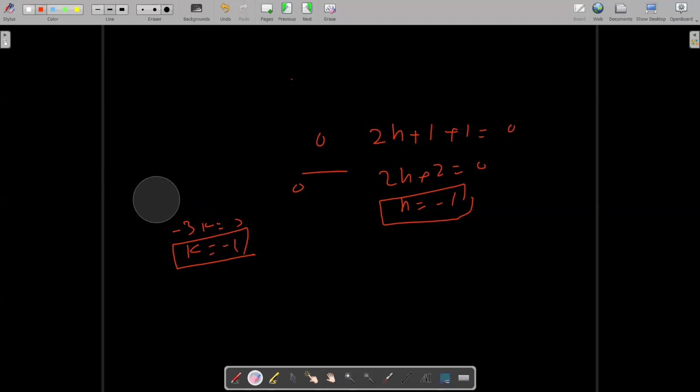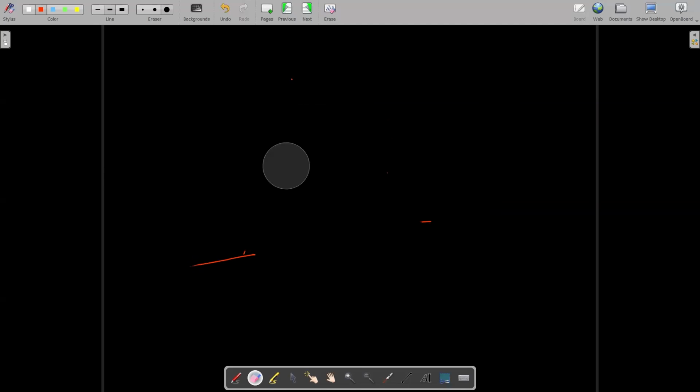Erase that. h and k are negative. h is equal to negative 1, k equals negative 1. Okay, so we are done with the second step. Now the third step: take a look at this one.